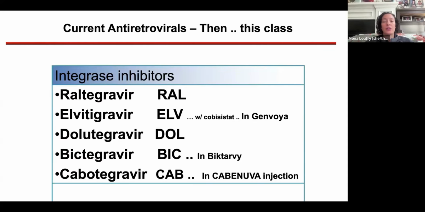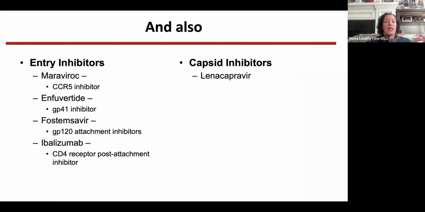The integrase inhibitors, in terms of drug resistance: raltegravir has a low or medium genetic barrier, and so does elvitegravir. But the really amazing thing that came out is that dolutegravir and bictegravir have a high genetic barrier, a high barrier to resistance, almost like a protease inhibitor. So that's why we use a lot of bictegravir and dolutegravir based regimens. Cabotegravir, which is the injectable, has a lower genetic barrier, and Lenacapravir has a lower genetic barrier.